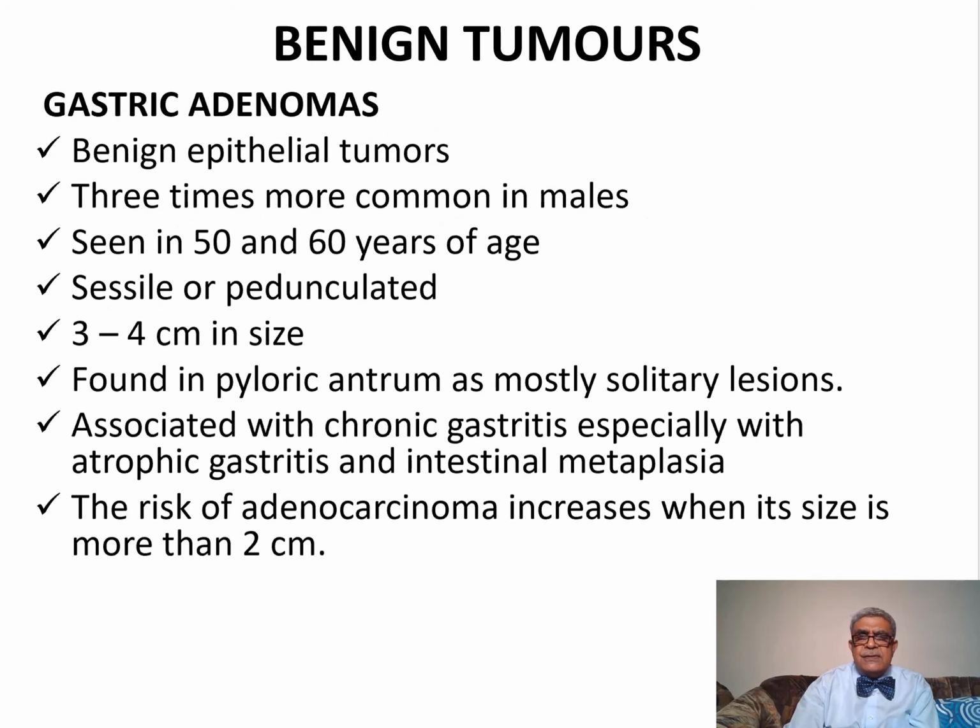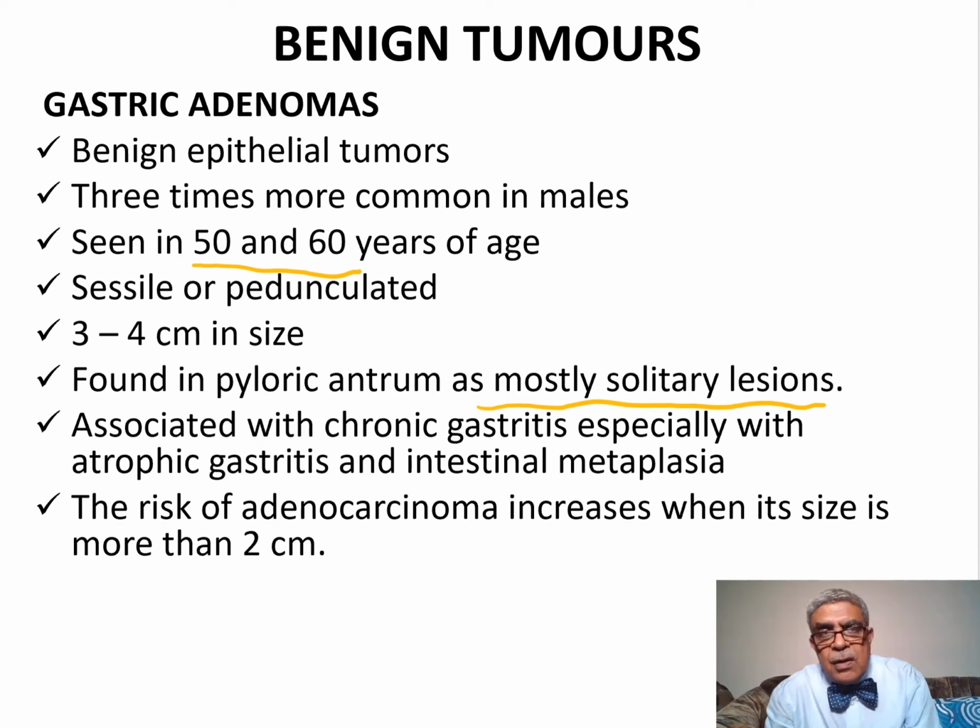Now, benign tumors, when we say that, we refer to gastric adenomas. Gastric adenomas are benign epithelial tumors, 3 times more common in males, seen around 50 to 60 years, sessile or pedunculated, 3 to 4 centimeter in size, found in pyloric antrum as mostly solitary lesions. They are associated with chronic gastritis, especially with atrophic gastritis and intestinal metaplasia. The risk of adenocarcinoma increases when its size is more than 2 centimeters.